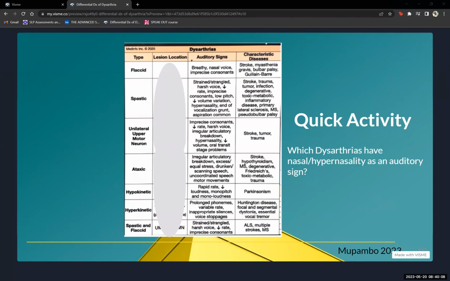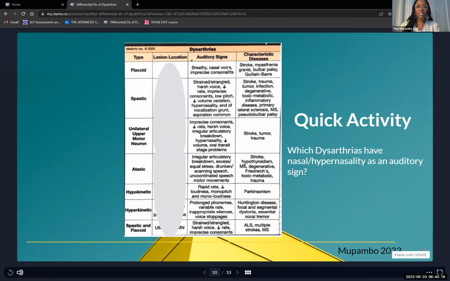Can you repeat the question, Tino? Yeah. Which dysarthrias have nasality or hypernasality as an auditory sign? Just looking at this third column right here. If you see nasality or hypernasality, then you connect it with which dysarthria. Can you guys let me know what you see? Spastic, yep. Flaccid, and yes, unilateral upper motor neuron. Thank you, thank you, thank you.